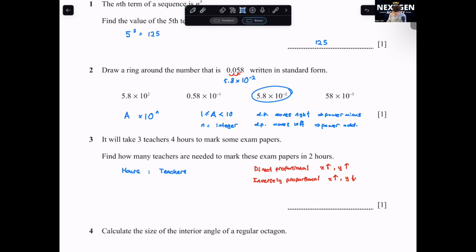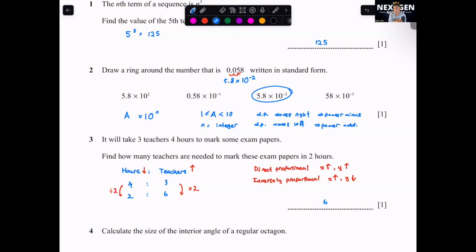So now, they say initially it takes 4 hours, 3 teachers. Now, 2 hours. 2 hours means you need how many teachers? Because it's inversely proportional, hours going down means you need more teachers. So if this is divided by 2, here you need to times by 2. So the answer here is 3 times 2, which is equal to 6 teachers.